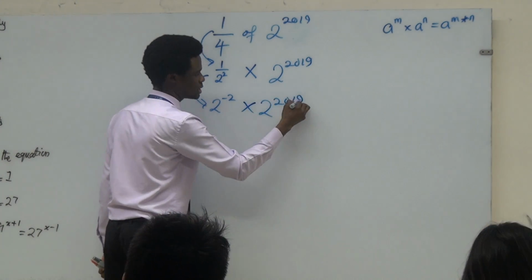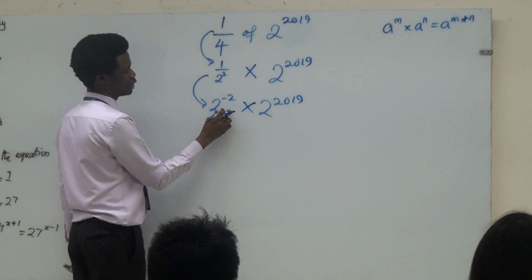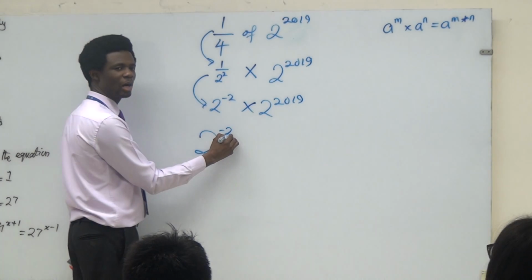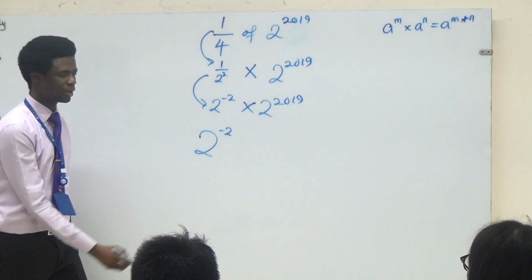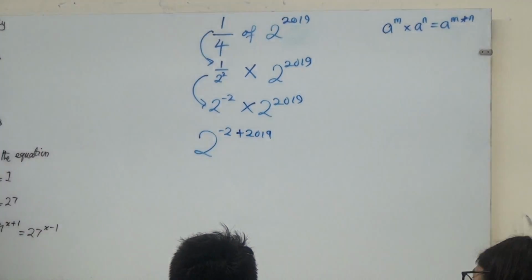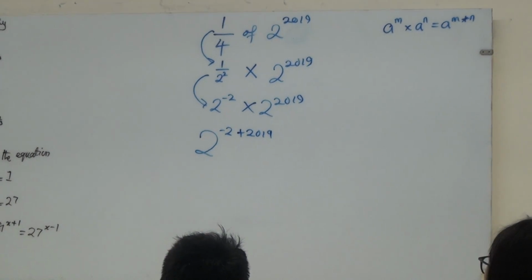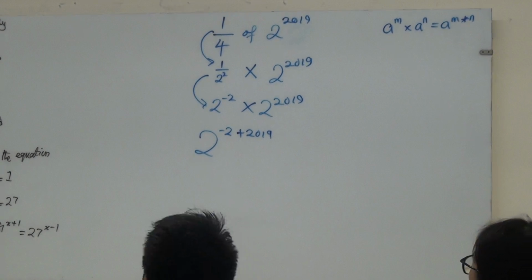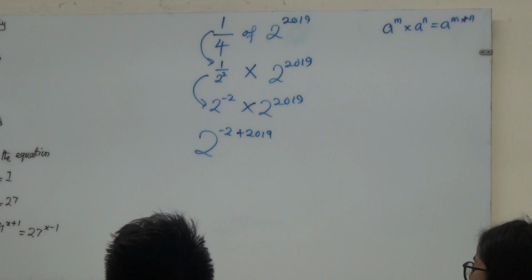Do you understand what I mean by this? All right. So using law 1 now, what does it become? Negative 2 followed by what? 2 plus 2019. And that's how they got 2 raised to the power 2017. Okay? Any questions?